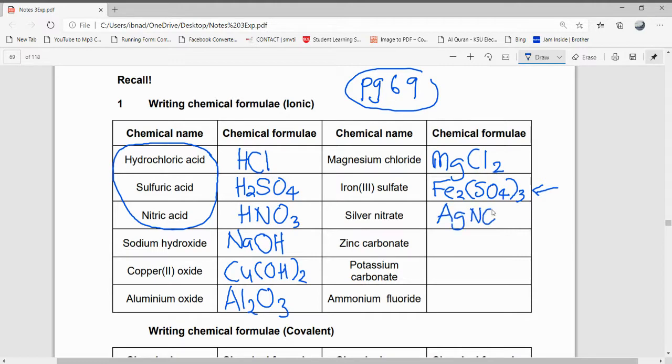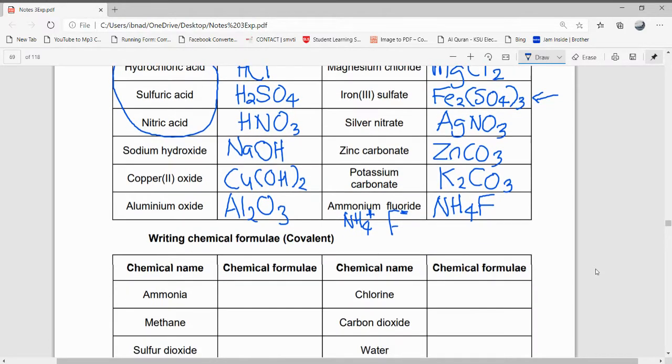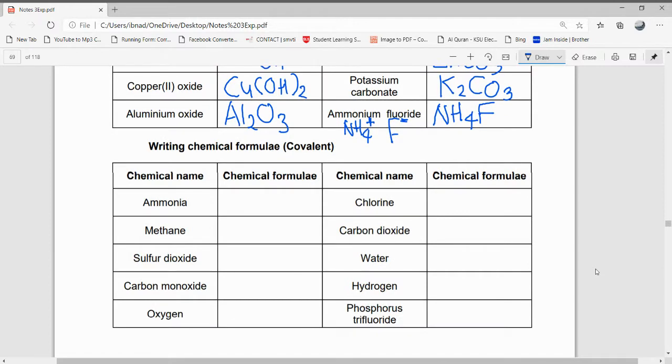Silver nitrate is AgNO3, zinc carbonate ZnCO3, potassium carbonate K2CO3, ammonium fluoride NH4. Ammonium is NH4 plus. The charge is plus. So fluoride is F minus. I pause here because this ammonium ion can be quite difficult to handle. So it's NH4F. So you need to recall this. Let's do it very quickly. But for ionic compounds, you need to memorize the ions that I showed before.